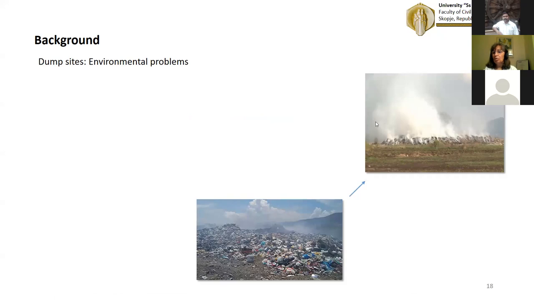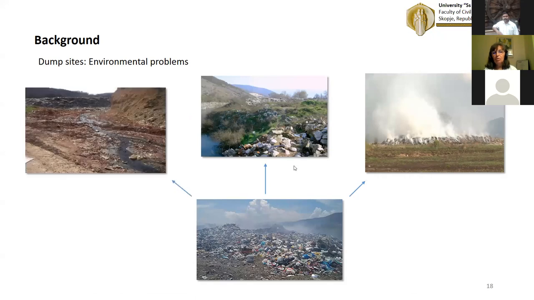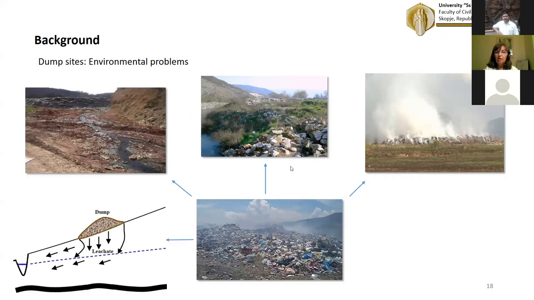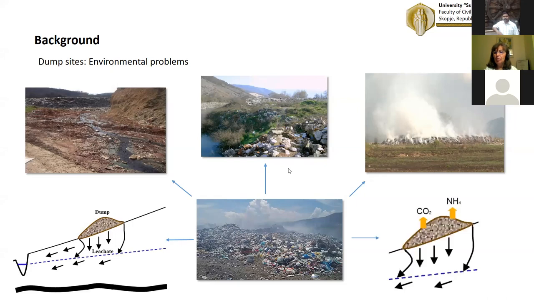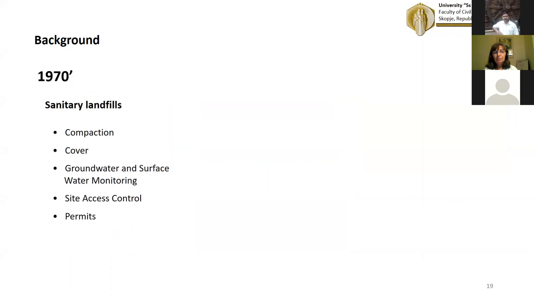It started with odor and fire. Then other environmental problems were contamination of surface waters, and the leachate penetrated into the ground and contaminated the groundwaters. Also, other environmental problems were the landfill gases like CO2 and methane. Due to these environmental problems, some measures were performed to protect the environment.